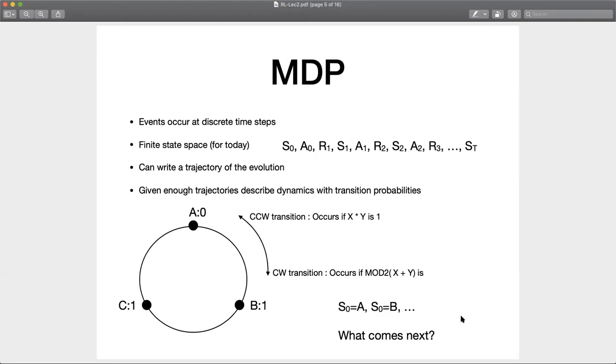And the clockwise transition? Actually, on the presentation, it says it occurs if x plus y mod 2 is 1, sorry, I got cut off. So does it occur? I don't think so. 1 plus 1 mod 2 is 0. So it goes A, B, C, and then back to B, and then what?